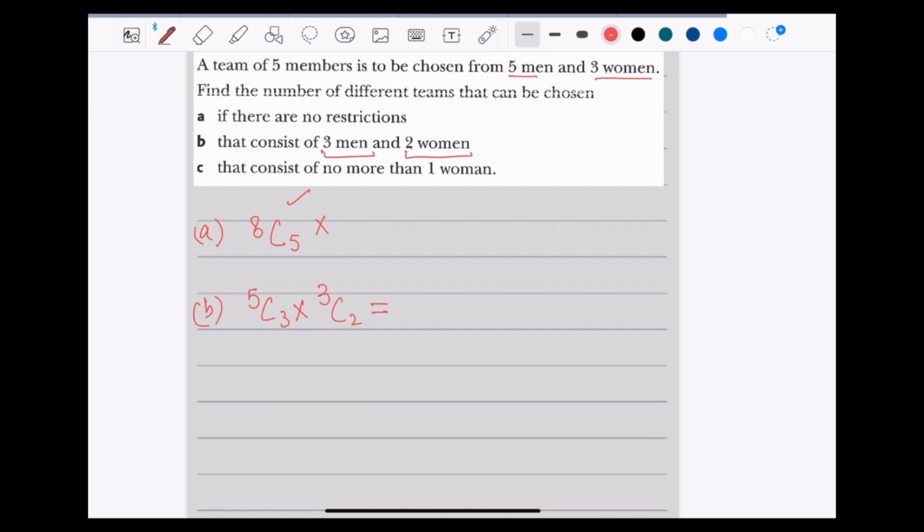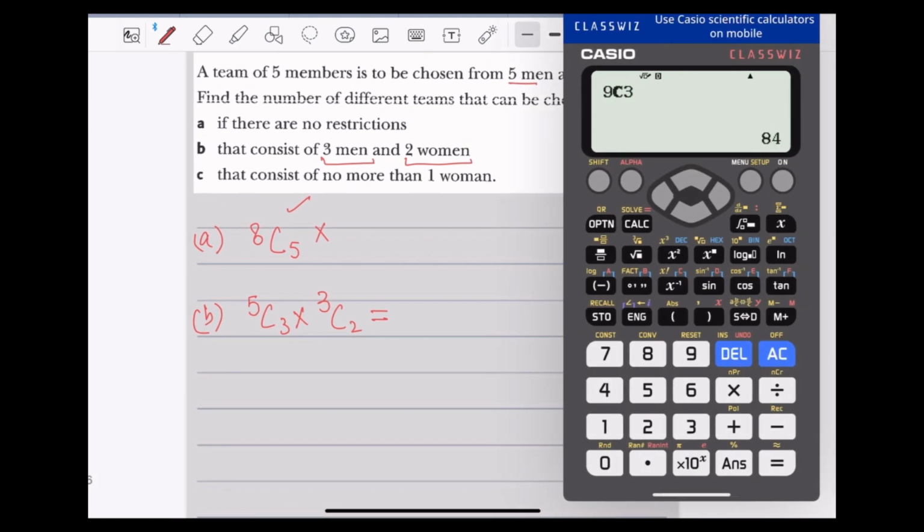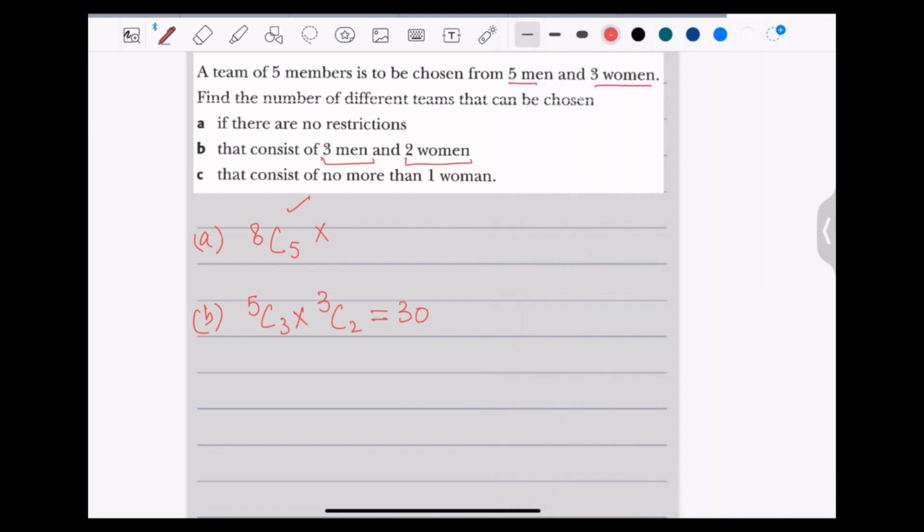So whatever the answer that I get, so 5C3 times 3C2. This gives you 30 ways with different men, 3 men and 2 women, that consist of no more than 1 woman. So the committee should not have no more than, means maximum women can be 1 in that. So what we'll do is we'll try to roughly make a map.